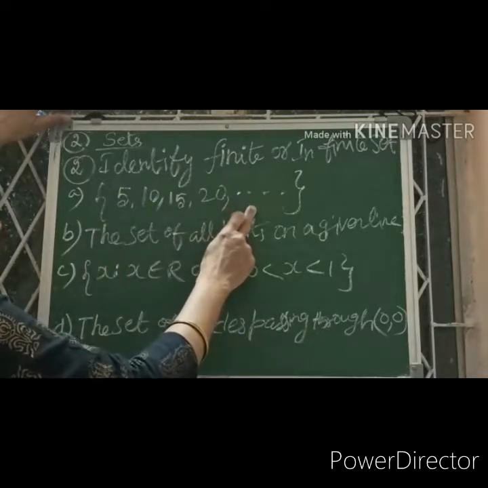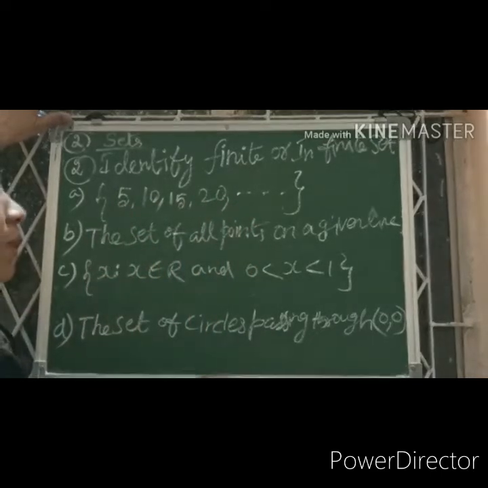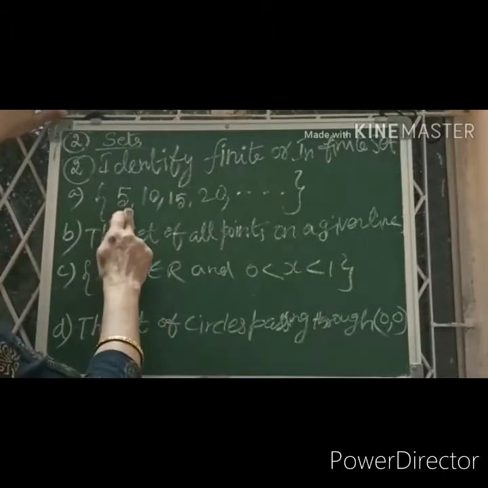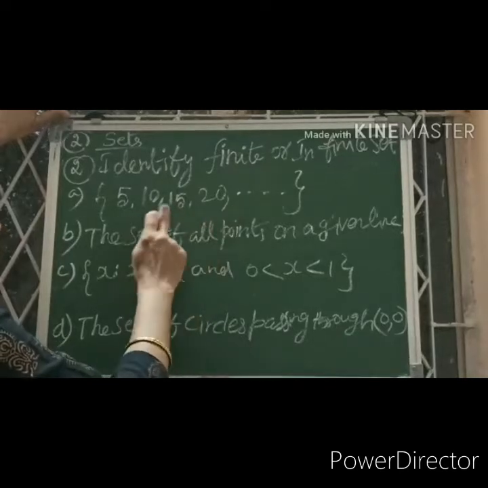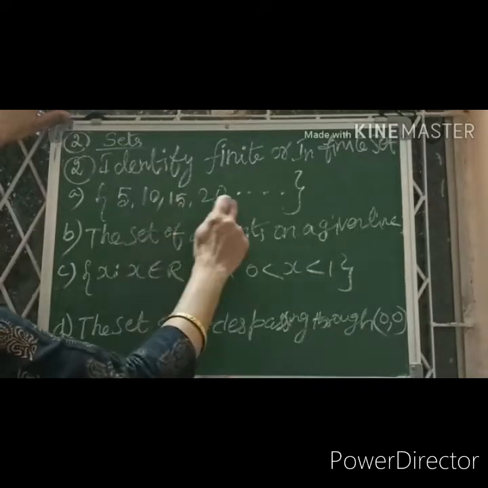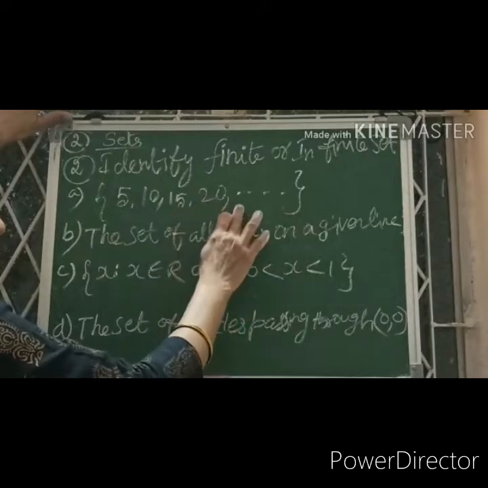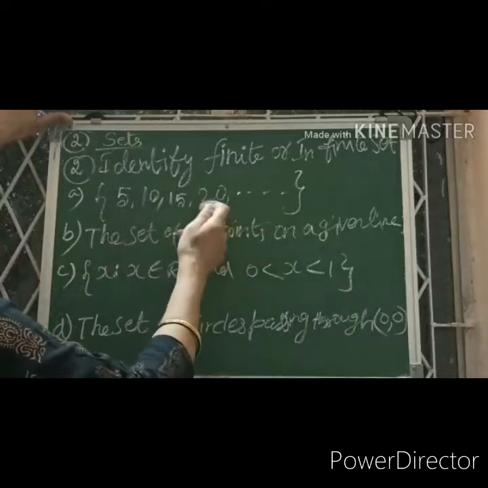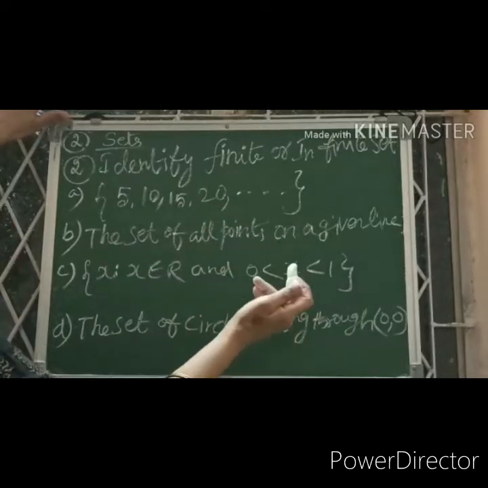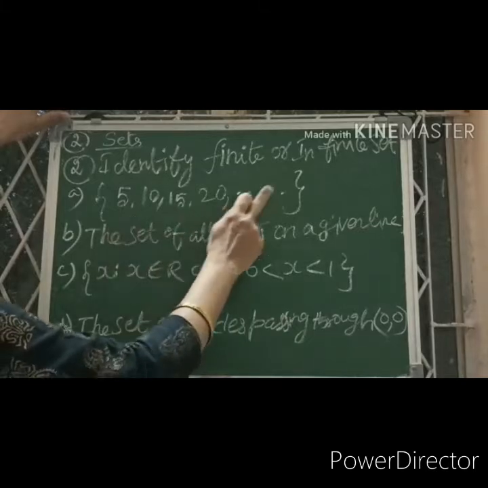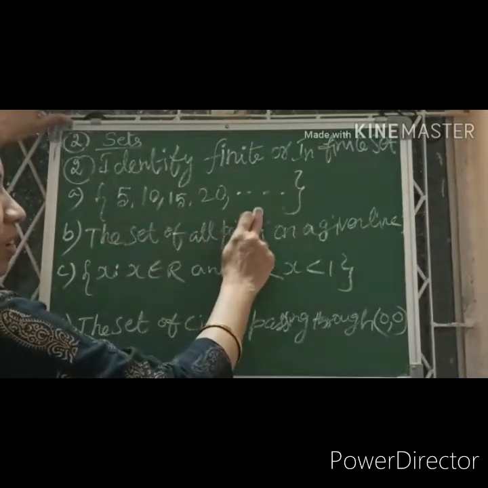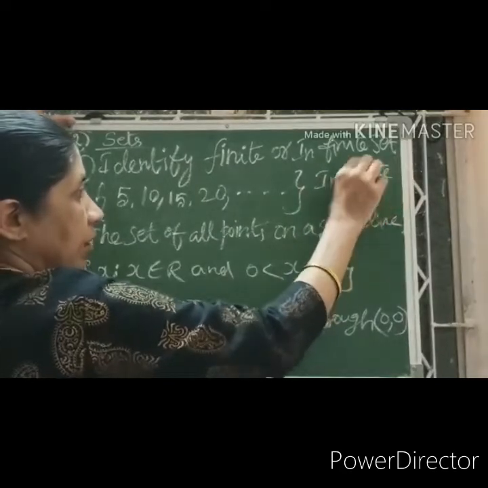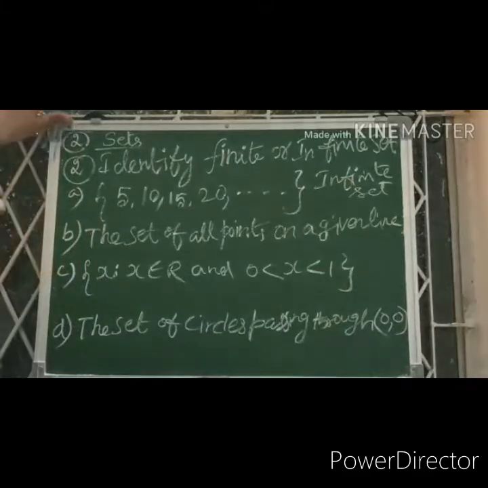If this question is given to you and you are asked to write in set builder form, how will you write? {x such that x is a multiple of 5}, and what about x will you define? Multiples of 5 keep going, so you define x as more than 0, or you can write more than 2, more than 3, more than 4. So it is set builder form. The answer is an infinite set.